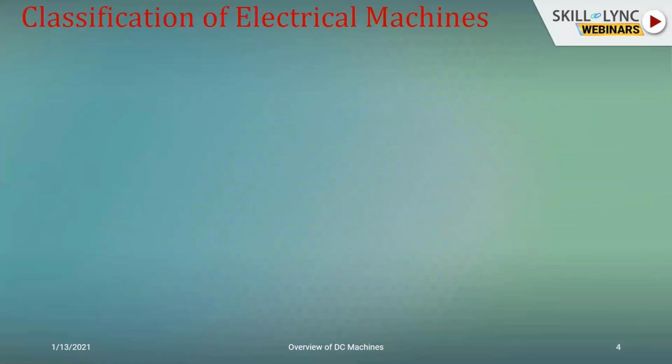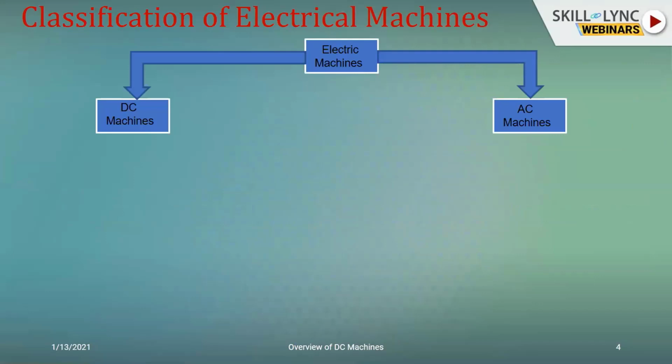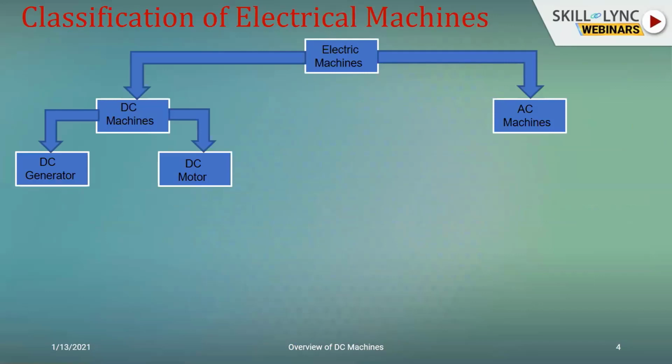So now, classification of the electrical machines. If I have to broadly classify them, as I just told you, depending upon the input levels, we can talk of it either as a DC machine or as an AC machine. The DC machines can be further classified as a DC generator or a DC motor. If you're talking of the energy transformation from mechanical to electrical domain, you would be talking of it as a DC generator. And if you're talking of the energy transformation from electrical to mechanical domain, then you would be talking of it in terms of a DC motor.